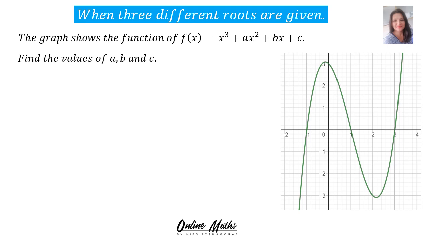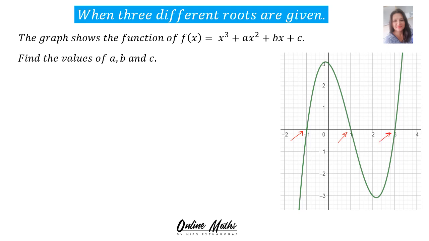The graph shows the function f of x equals x to the 3 plus ax squared plus bx plus c. Find the values of a, b, and c. Now when you go to the graph, you will see that there's three definite roots or x-intercepts. They are -1, +1, and 3.